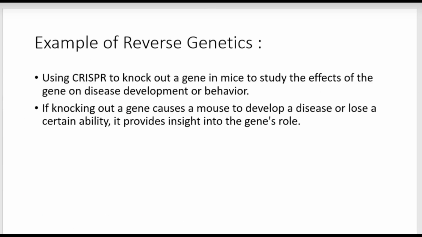An example of reverse genetics is using CRISPR to knock out a gene in mice to study the effects of genes on disease development or behavior. Another example: if knocking out a gene causes a mouse to develop a disease or lose a certain ability, it provides insight into the gene's role.